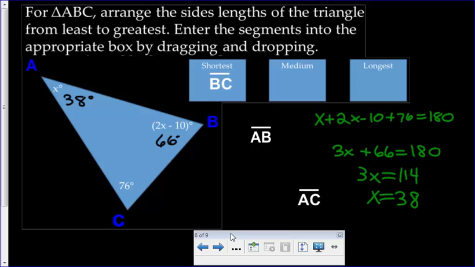Our medium side, or the side in the middle, we can do last. Let's do our longest side first because that one just stands out a little bit more. That's going to be opposite of angle C, or side AB, leaving us AC to put in the middle. And that's a great SOL question that we see all the time.